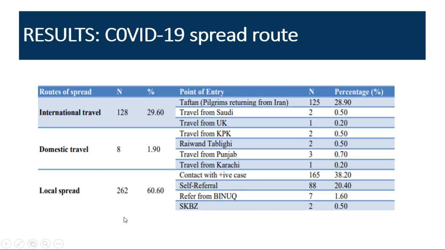And when we delve deeper into this, you can also see that most of the local spread cases arose due to contact with a positive case of COVID-19, making up almost 165 cases collectively. On the other hand, we also see that almost 128 cases were due to international travel, and out of these, almost 125, making up a vast majority of the cases, arose from Taftan, which, as I mentioned earlier, is the city which shares its border with Iran.